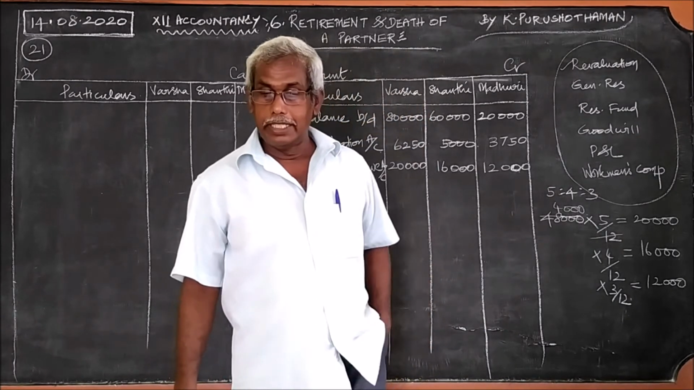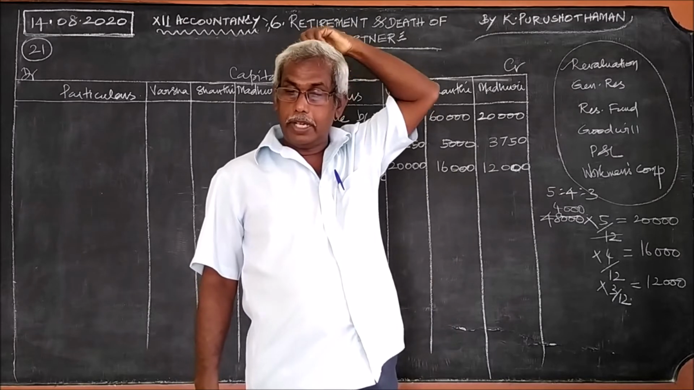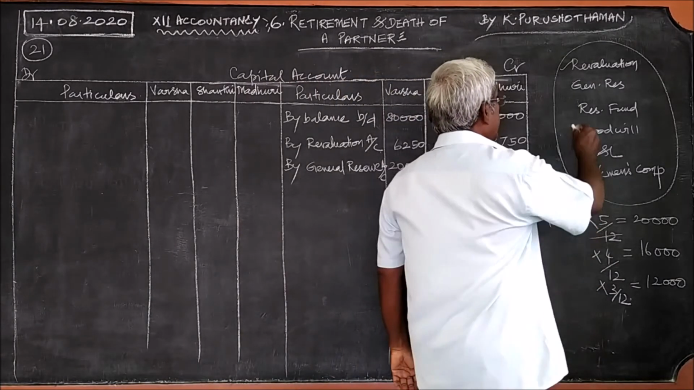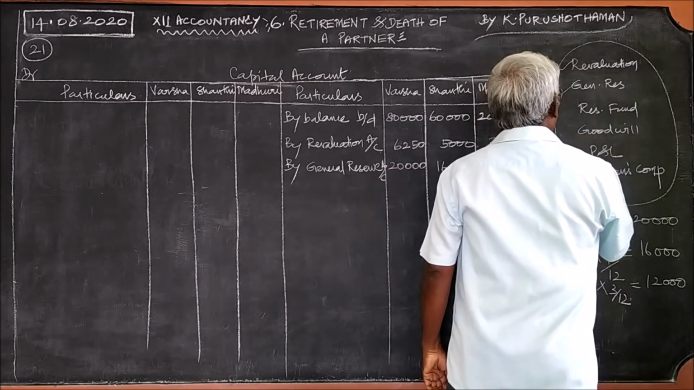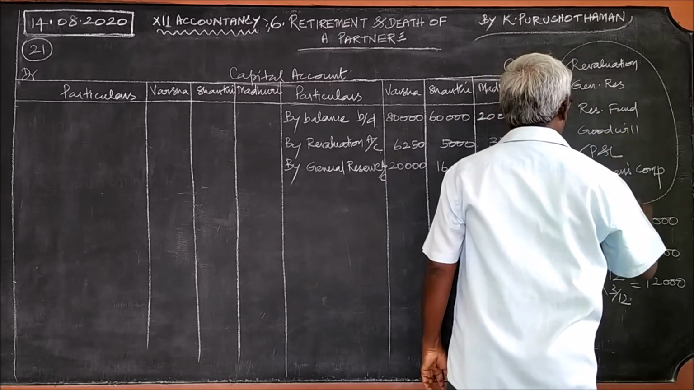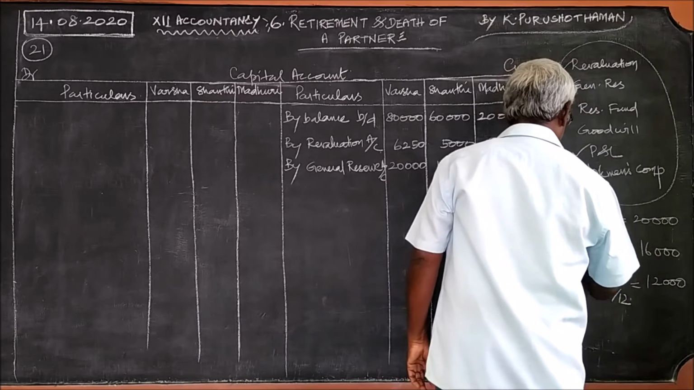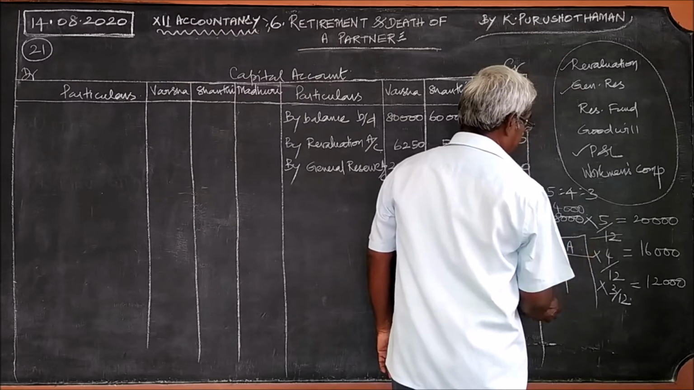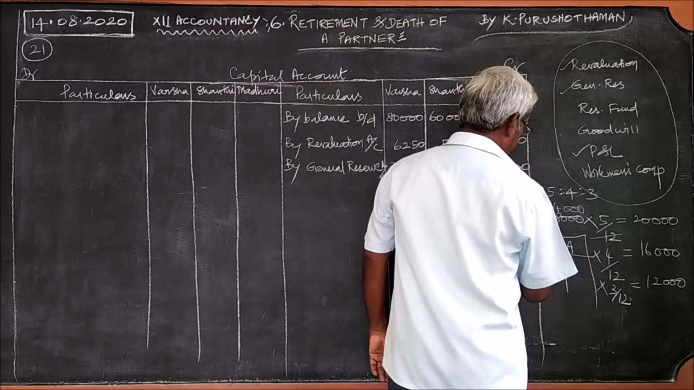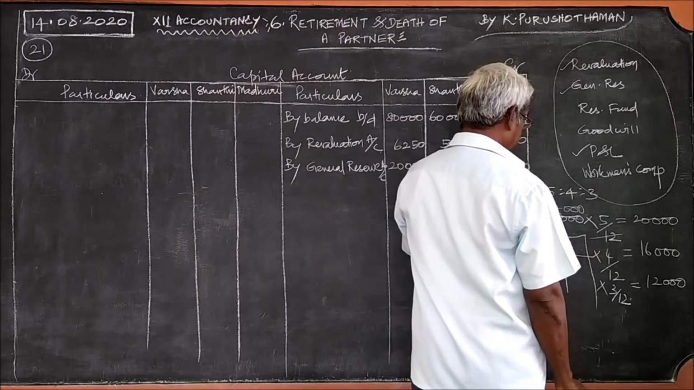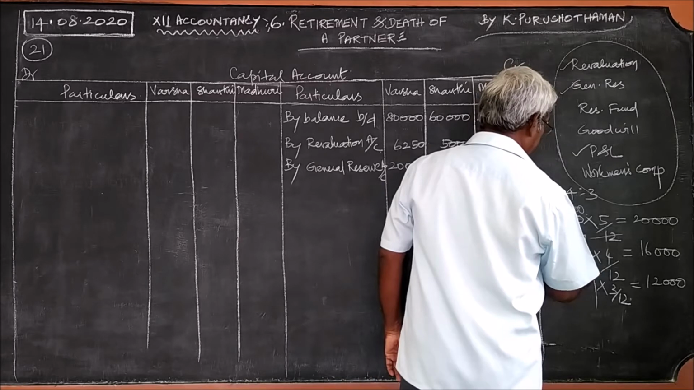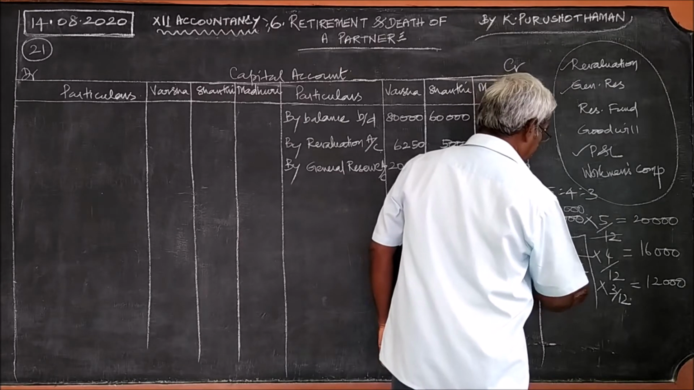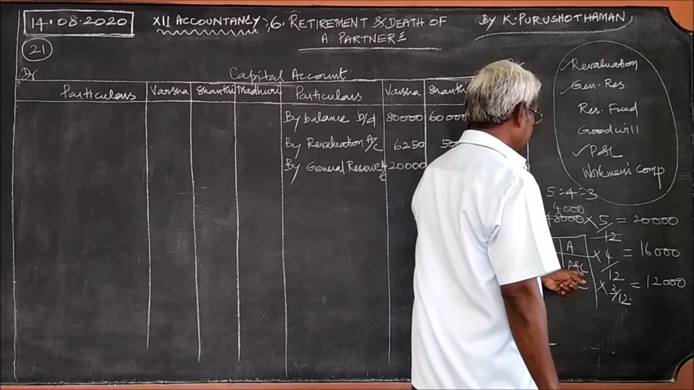Then, anything else given? Profit and loss account is given on the asset side. I taught you very many times. Then this is over. Then we have come to the profit and loss. How to deal with the profit and loss? This is liability, asset in the balance sheet. If profit and loss account appears on the liability side, it is profit. If the profit and loss account appears on the asset side, it is loss.